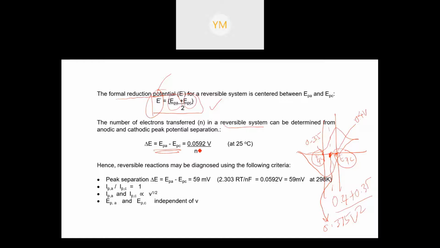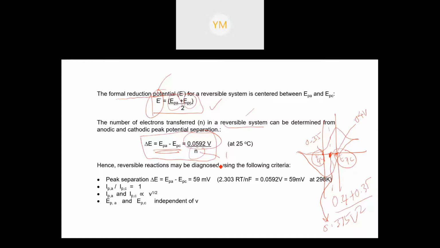Okay, so this is the formula. If the N is 1, you should get 59.2 millivolt or 0.059 volt. Okay, that is a reversible reaction.